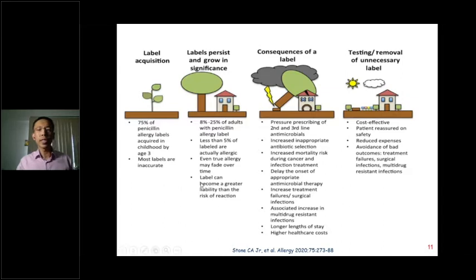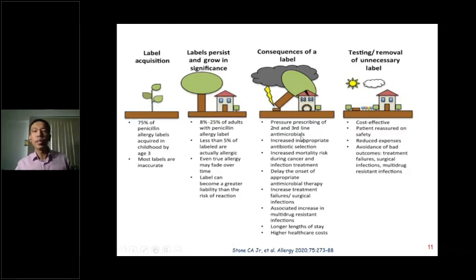And we also know that some of these allergic reactions do fade over time. So the label becomes a greater liability than the risk of a reaction, only for the simple reason that once the label stays, nobody will remove the label for various reasons. Firstly, because the patients may be unwilling to have that label removed. Secondly, there is always some degree of medical, legal liability or culpability should that label be removed and then subsequently the patient develops a reaction again.